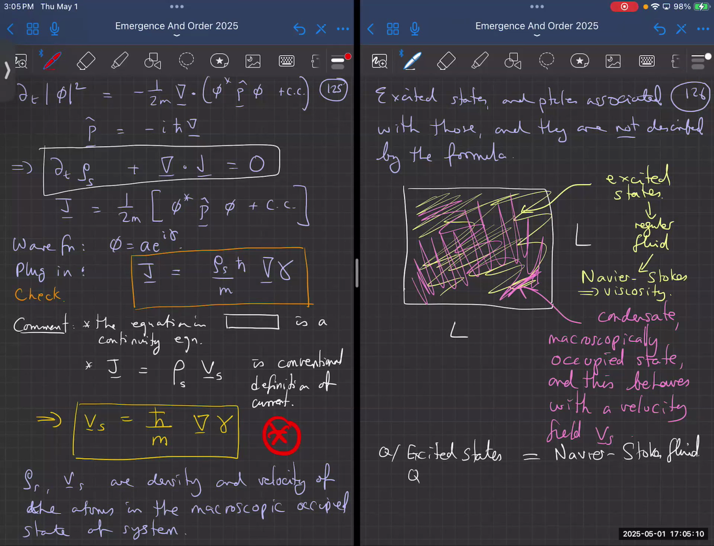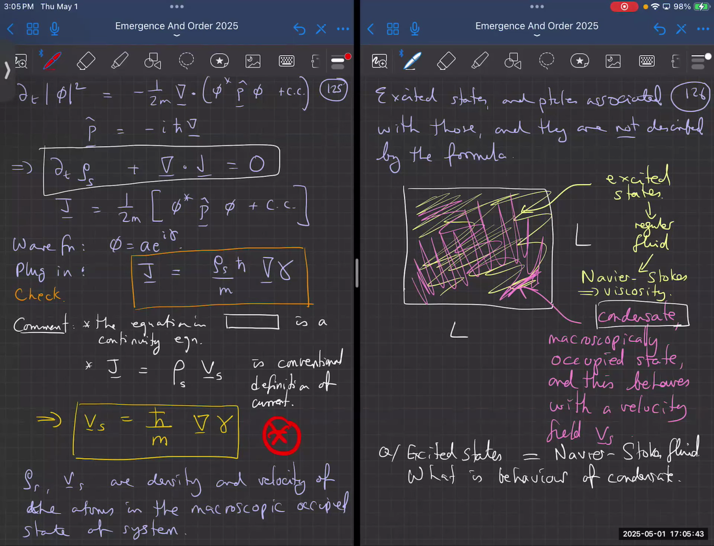So the question is, what is the behavior of the condensate? When I use the word condensate, I'm using it as an abbreviation for a Bose-Einstein condensate, which is a macroscopically occupied ground state of a system of bosons. So that would be the physical realization of this. So let's talk about what this thing looks like.